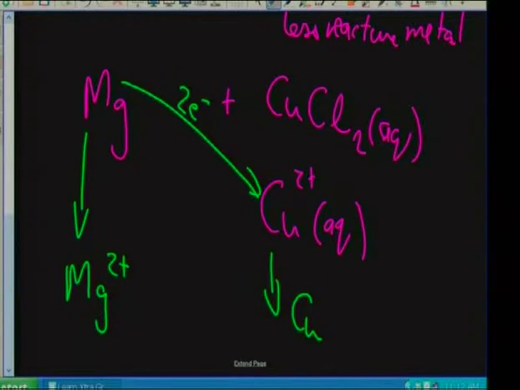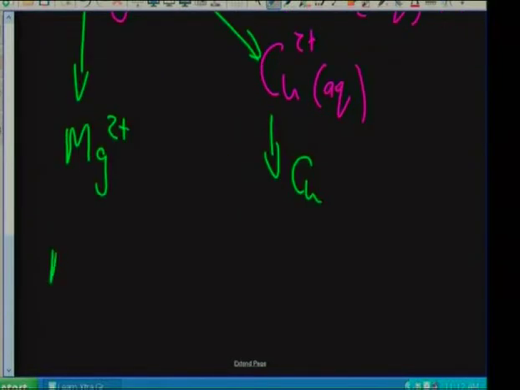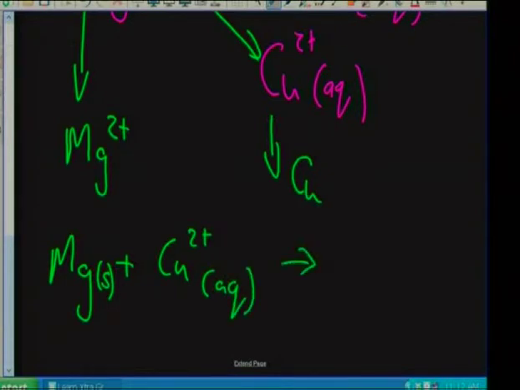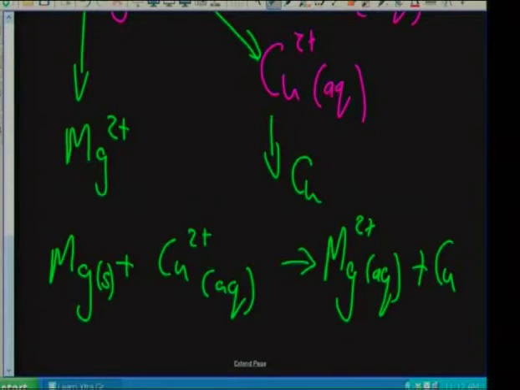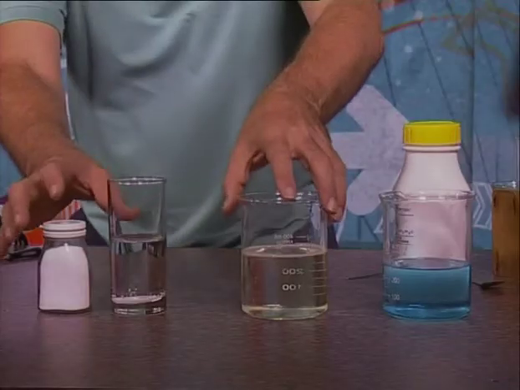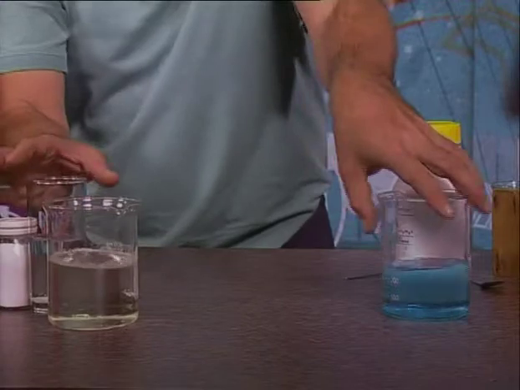And so we can write the overall reaction as follows. We can say magnesium plus copper 2+. Let's put in the phase indicators, solid, aqueous, going to form magnesium 2+ in solution now, plus copper, which is a solid. Let's have a look at that particular reaction. It will take a little time, but we'll see we've made a solution of copper chloride right at the beginning of the program, and I want to show you what happens when we add magnesium to it.